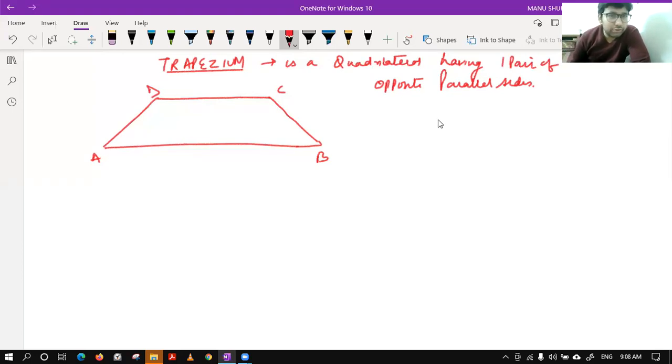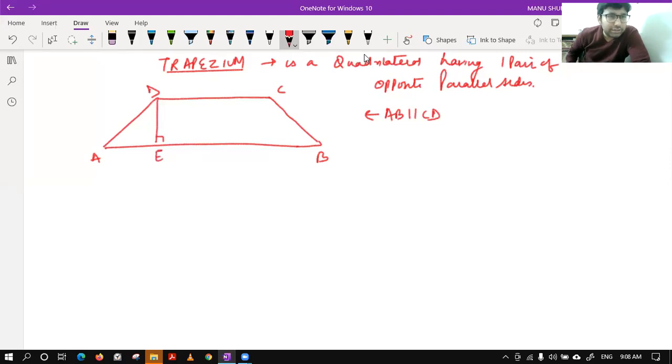In our case, we have taken AB parallel to CD. You can see I have drawn the diagram in such a way that AB is parallel to CD. Now, finding its perimeter is very simple. We just need to add the lengths of AB, BC, CD plus DA. A quadrilateral with a pair of opposite parallel sides. Yes, Prashant is correct. Now let's see what the formula for the area of a trapezium is.